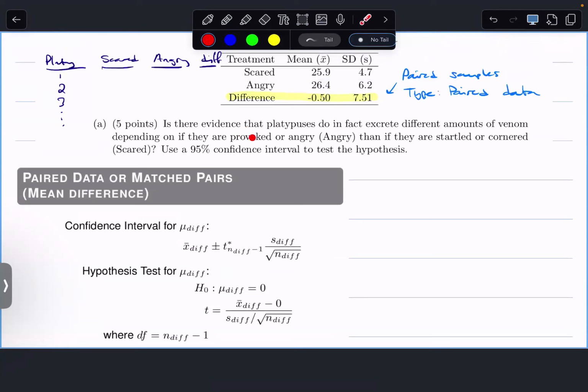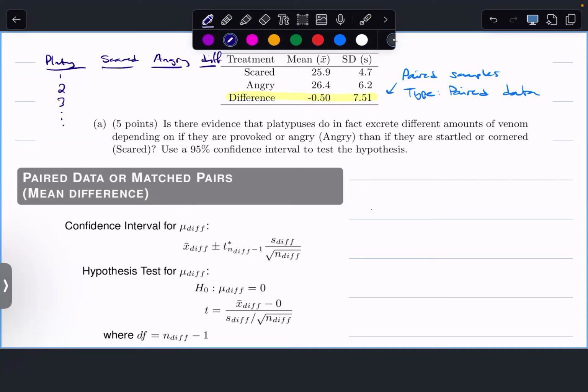Is there evidence that platypuses do in fact excrete different amounts of venom depending on if they're provoked or angry, versus if they're startled or cornered, scared? Use a 95% confidence interval to test the hypothesis. So we can build a confidence interval to test this hypothesis. We need the mean of the differences. This is a sample mean of the differences.